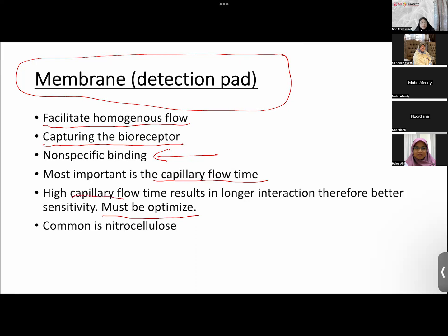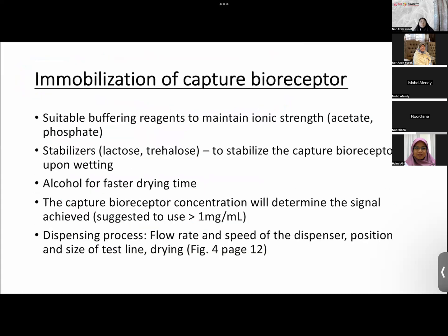So high capillary result in longer interaction, therefore better sensitivity. If it is too fast, the capture antibody or the capture bioreceptor might not be able to capture the antigen. So commonly used is nitrocellulose. This one has to be optimized.